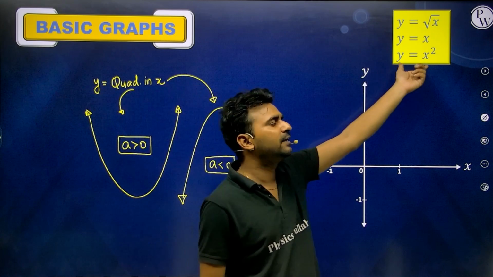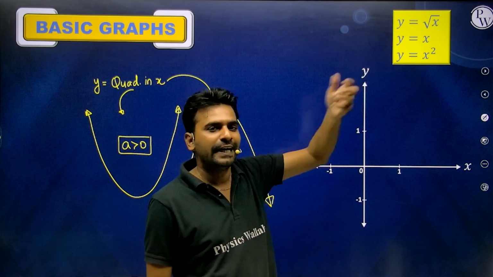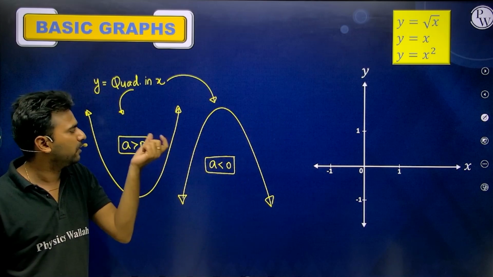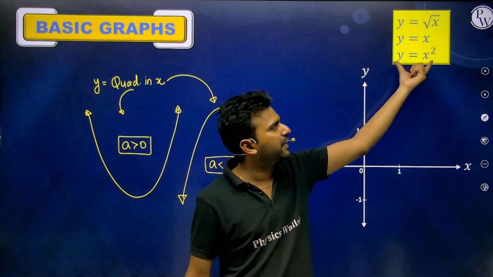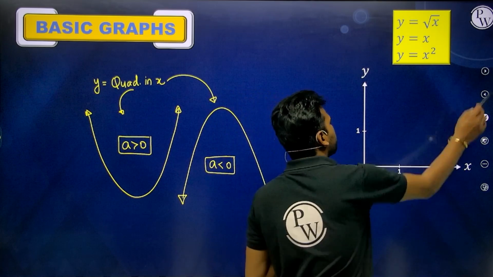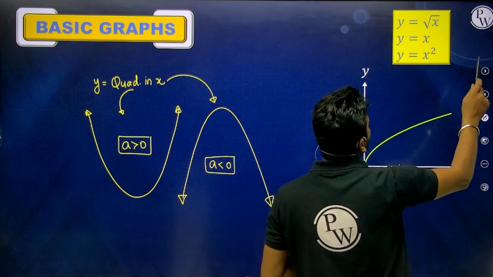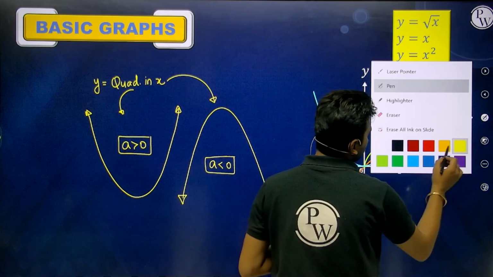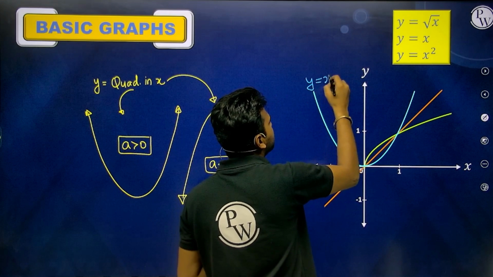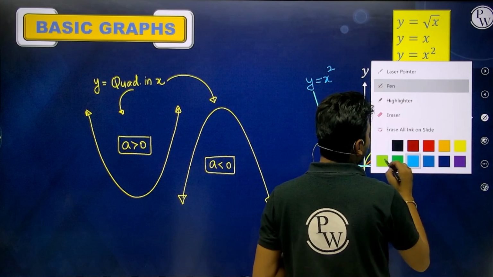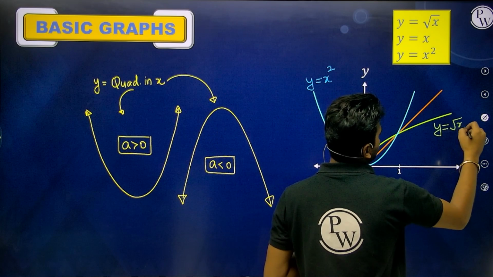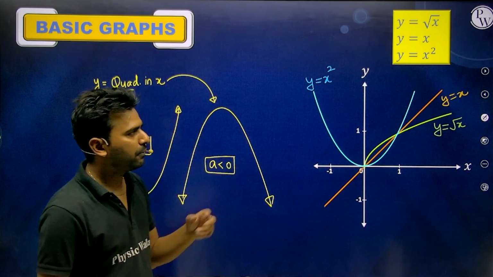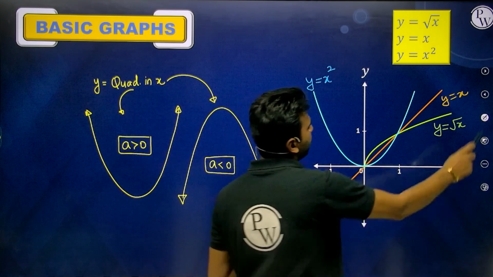Now if we have a look at the y equal to x square graph, y is a quadratic in x and the coefficient of x square, that is a, is positive in this particular expression, so the graph has to open upwards. So on a single graph paper, these three graphs will look like this. Yes or no? This blue graph is of y equal to x square. This green graph is of y equal to root x. And this orange graph is of y equal to x. So on a single graph paper, they will look like this. I hope you are already aware of all this.